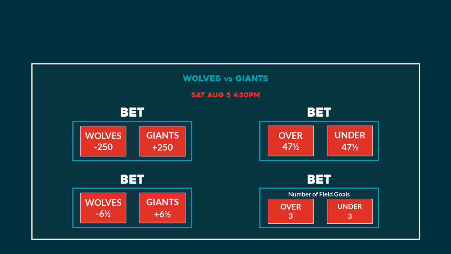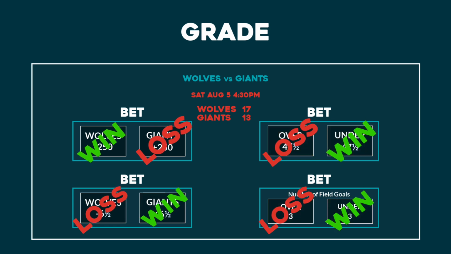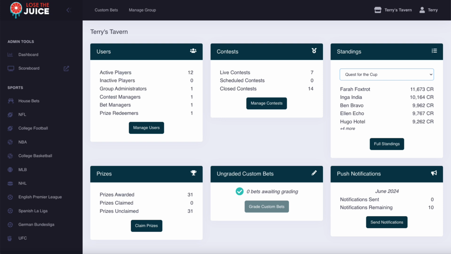Another term you'll hear in this video is grade. Grading is determining which possible outcome of a bet is the winning outcome and whether a player's pick is a win or a loss. We'll get into the specifics of grading in another video that you can find in a link below.